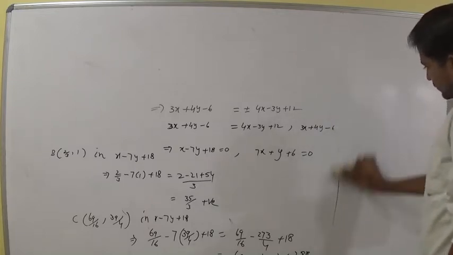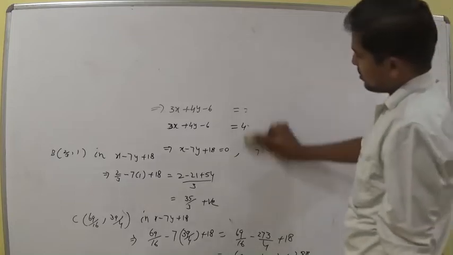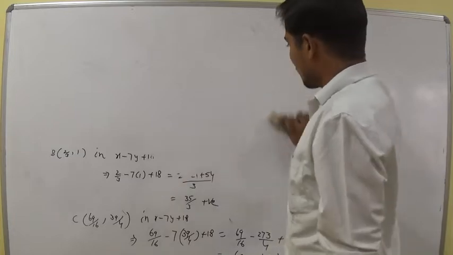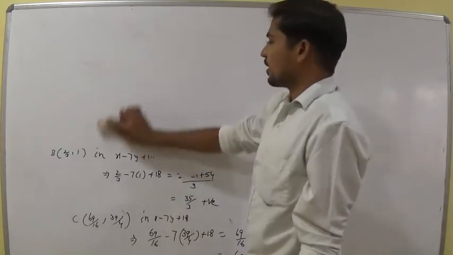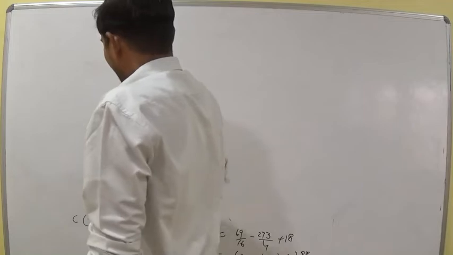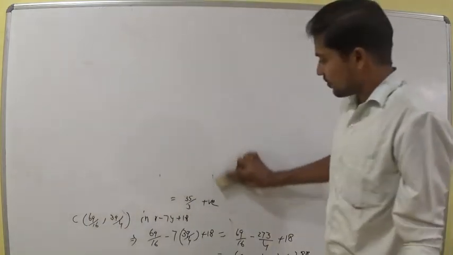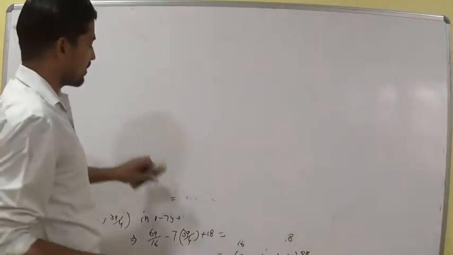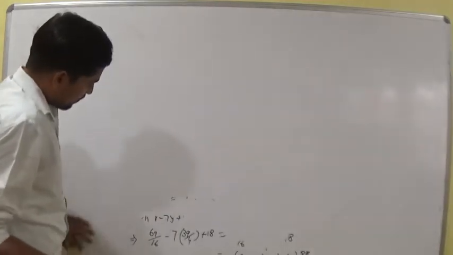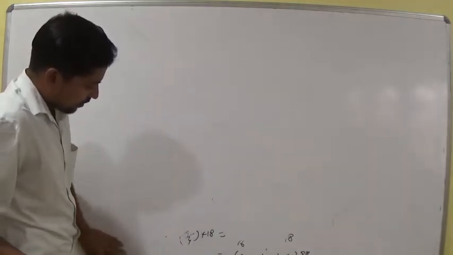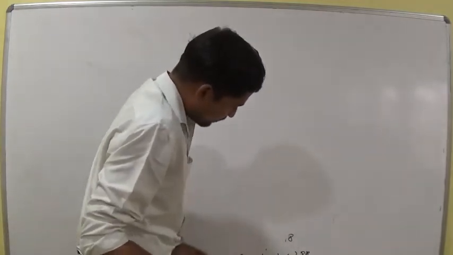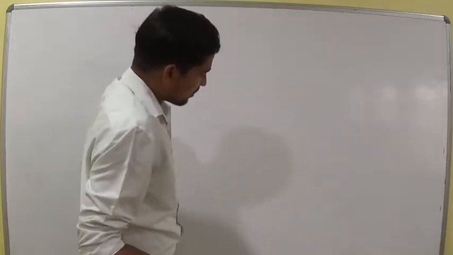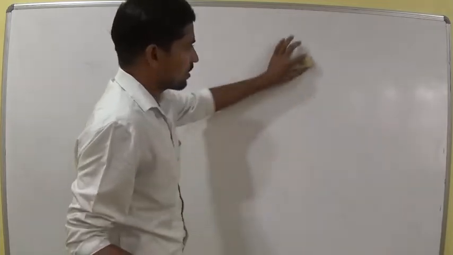We know that ax square plus 2hxy plus by square is equal to 0 represents a pair of straight lines, L1 is equal to 0 and L2 is equal to 0. Like that, ax square plus 2hxy plus by square plus 2gx plus 2fy plus c is equal to 0 also represents a pair of straight lines. Some conditions are here.